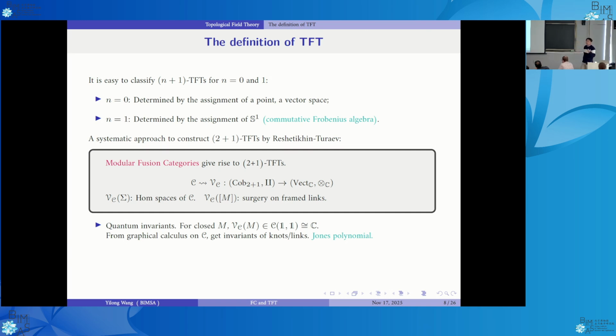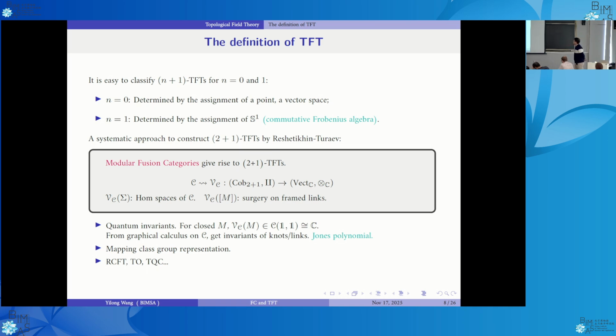In particular, Jones polynomial can be understood in this framework. And moreover, if you know what mapping class group is, we also have a mapping class group representation. So that I will skip. Well, reciprocal TFTs appear in many contexts.